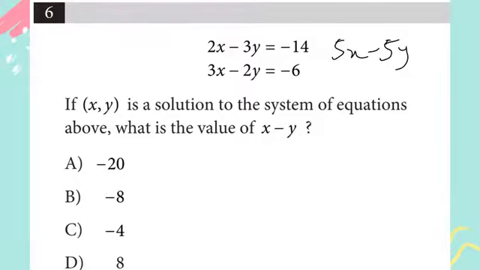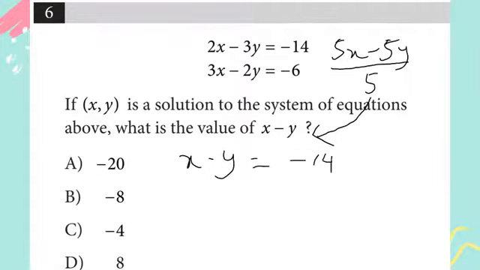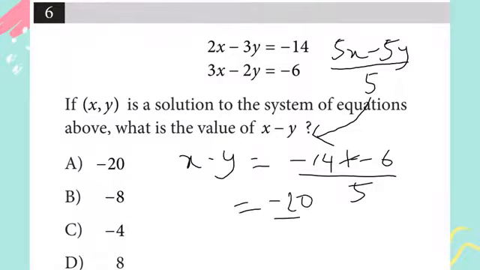But this will not give you the question exactly. Rather, if you try now to divide this by 5, you will get exactly what the examiner is asking you to do. So, when you do so, you will get x minus y, which simply means that all you need to do is to add minus 14 to minus 6 and then divide by 5. Therefore, minus 14 minus 6, which is minus 20, divided by 5 is going to give you minus 4. As you can see, the answer is minus 4, option C. So this will not take you even sometimes 7 seconds in order for you to get your answer.